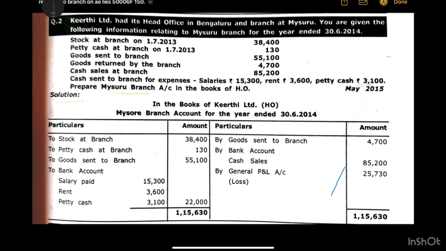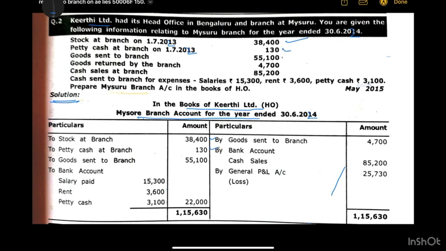Okay, now let's go to the solution part. This is a format of branch account in the books of head office. That's Kirti Limited. In the books of head office, you are preparing a Mysore branch account for the year 2024. Okay, so I just made it. Opening stock, what is given in the problem? That's stock at branch 38,400. Petty cash 130 is given.